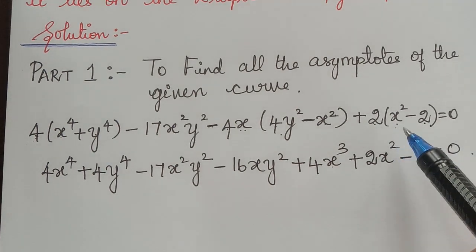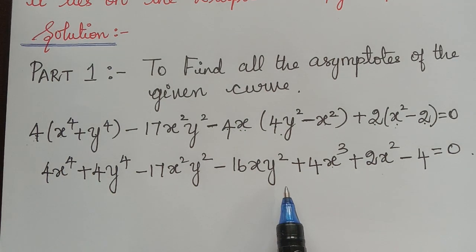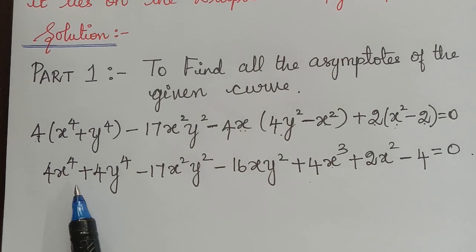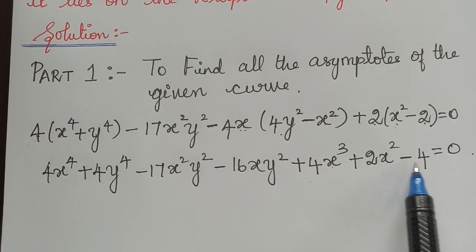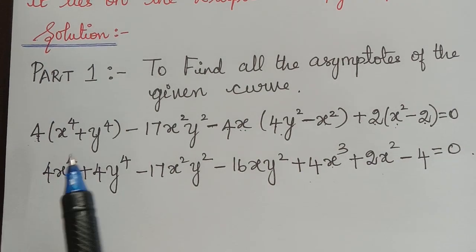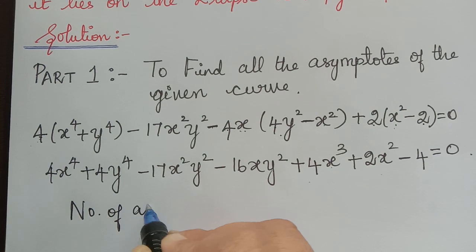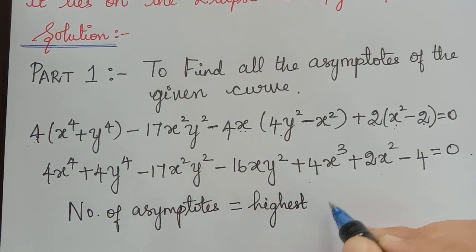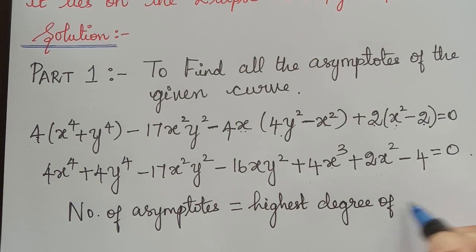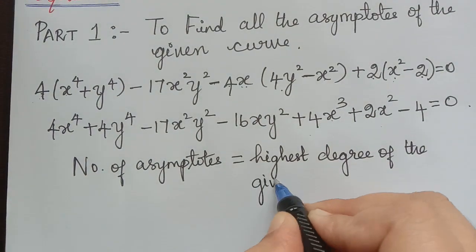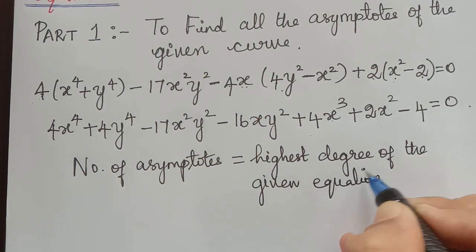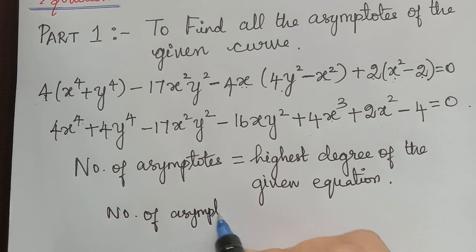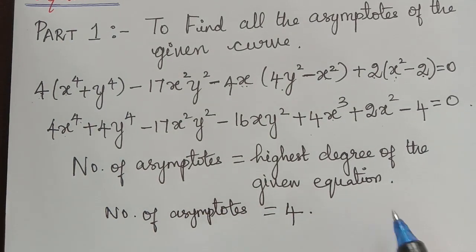So we have rewritten the given curve. Next step is we have to decide the number of asymptotes for this curve, for which we have to write the highest degree of the given curve. What is the highest degree? If we observe, the highest degree of the given curve is 4. So therefore, the number of asymptotes for this curve will be equal to the highest degree of the given equation. And we observe that the highest degree of the given equation is 4. And so therefore, the number of asymptotes for this given curve is equal to 4. So there will be a maximum of 4 asymptotes.